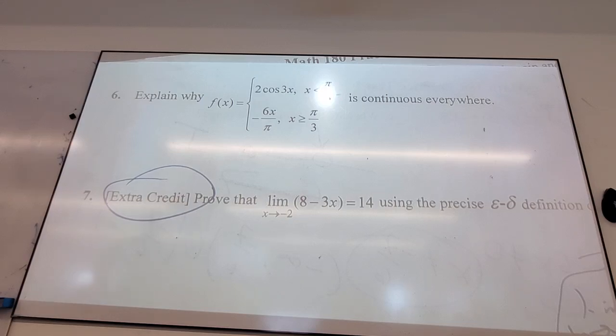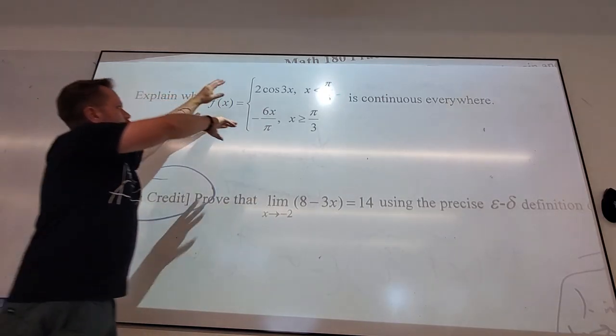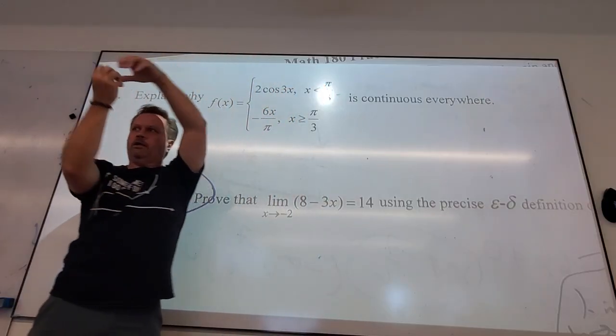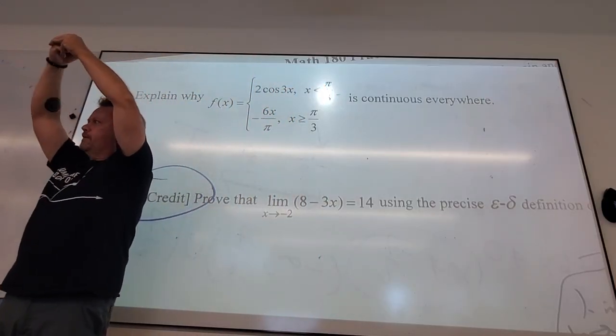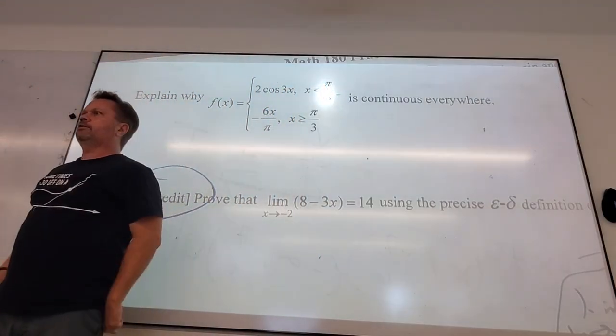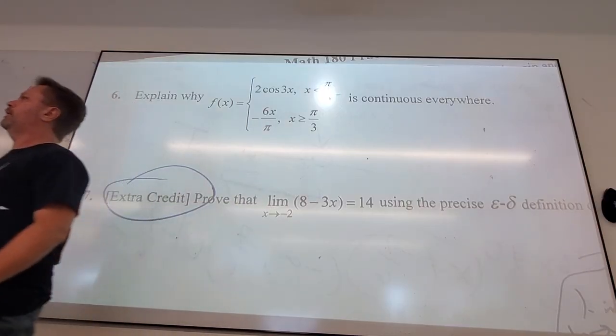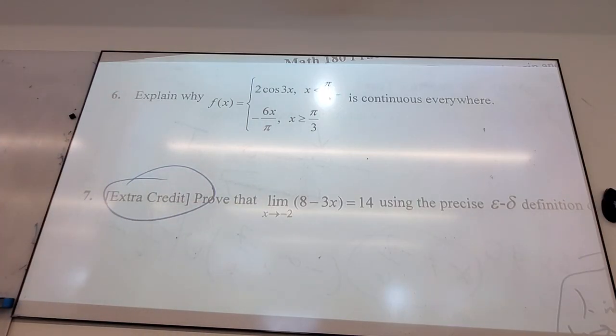It's linear. Is a linear function discontinuous anywhere? No. So neither function has an issue, and the pi over 3 does agree. They're both in the same place. The handoff happens correctly. So, done. It's continuous everywhere. So what do you have to check when you have a piecewise function? Does the handoff work correctly?